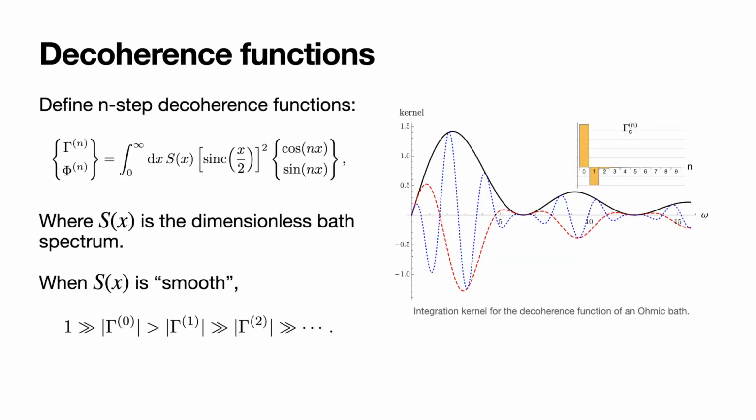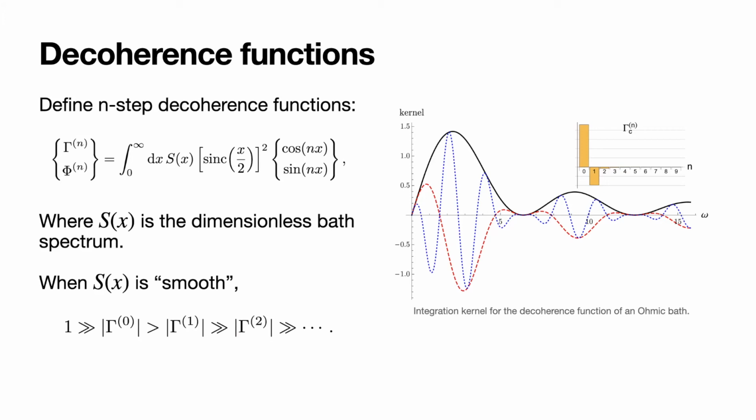These functions are defined as the n-step decoherence functions, generalized from the conventional decoherence functions. It is possible to define these functions in a unified equation, where one integrates the dimensionless noise spectrum S_x with an oscillating window function, where the noise spectrum is the Fourier transformation of the autocorrelation function. The gamma and phi functions correspond to the cosine and sine functions, respectively.